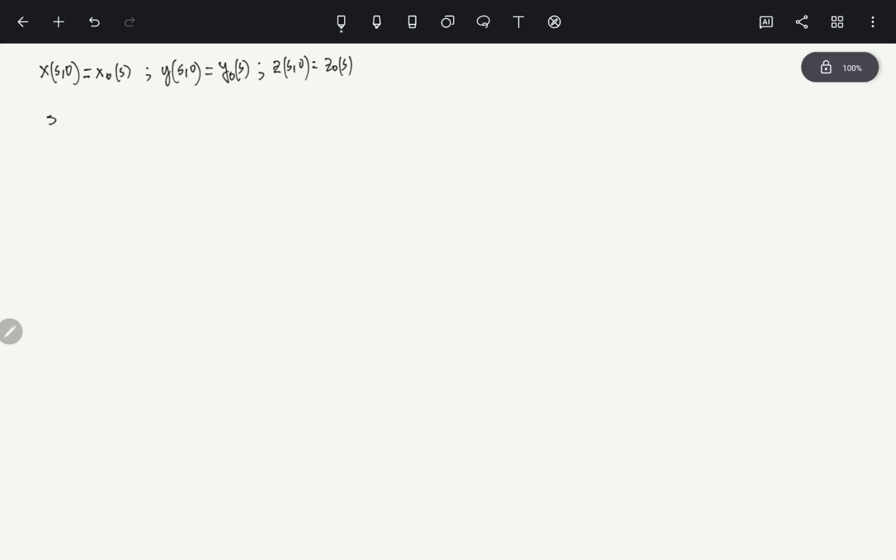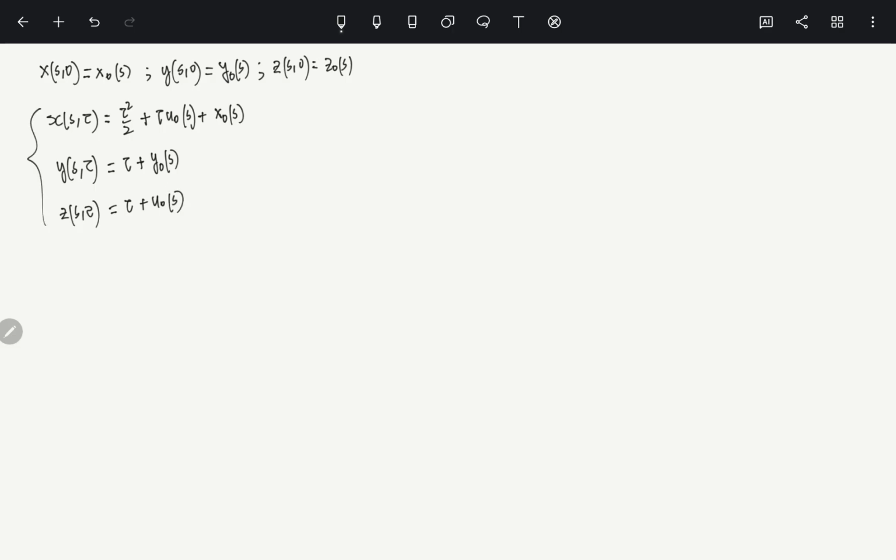Now of course you can solve this thing. Let's just solve it. This is x of s and tau, which is tau square by 2 plus tau u naught of s plus x naught of s, if you solve this problem. And then y of s and tau, you are similarly going to get, is tau plus y naught of s. And then similarly z of s and tau, what you are going to get is tau plus u naught of s. Just by solving this problem.